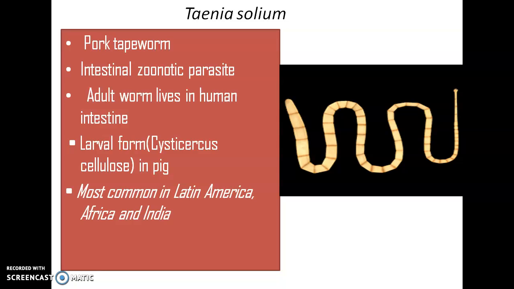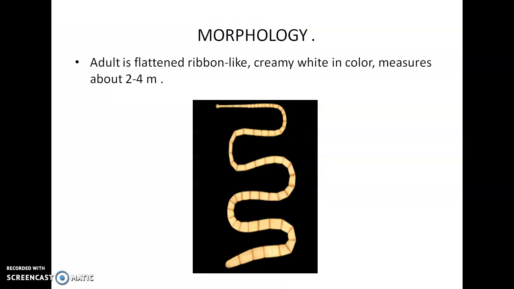So we can say that it generally completes its life cycle in two different hosts. The first is the human, and the other is the pig. The larval form is found in pig, while the adult form is found in the human intestine. It is the most common disease found in Latin America, Africa, and India.